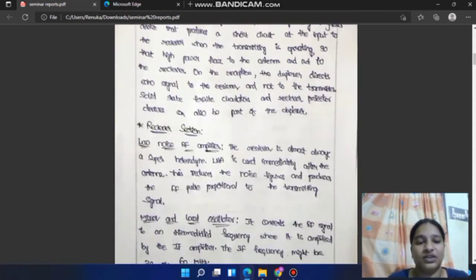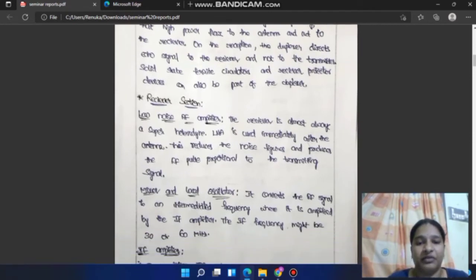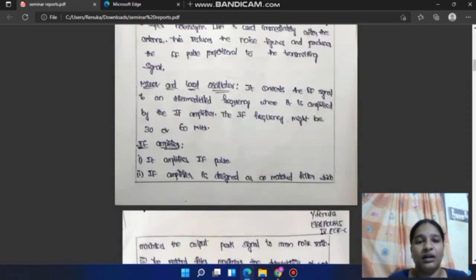In the receiver section we have the low noise RF amplifier. The receiver is almost always a superheterodyne. The LNA is used immediately after the antenna. This reduces the noise figure and produces the RF pulse proportional to the transmitted signal. Mixer and local oscillator. It converts the RF signal to an intermediate frequency where it is amplified by the IF amplifier. The IF frequency might be 30 or 60 MHz.